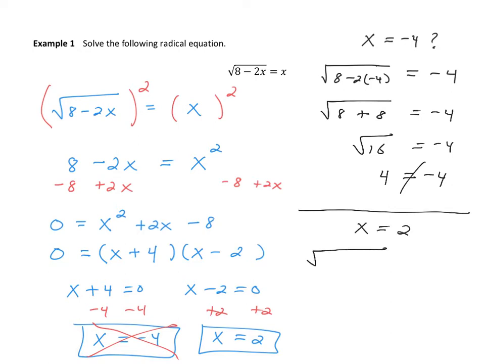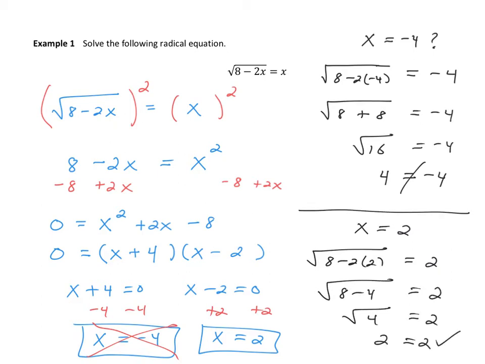So I'll check 2. That is the square root of 8 minus 2 times 2. Is that equal to 2? That's the square root of 8 minus 4. This looks pretty good. 8 minus 4 is 4, and the square root of 4 is positive 2. So that's good. This is, in fact, a solution. In fact, it's the only solution to this original equation. The other one looked like it was going to be a solution, but when I checked it, unfortunately, the left and the right side were not equal.